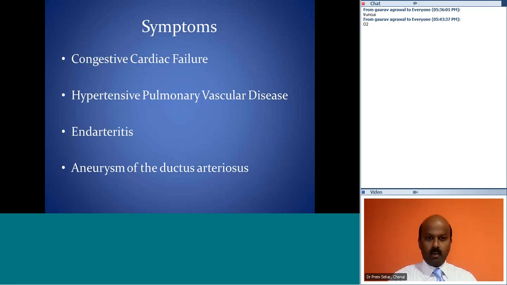Congestive cardiac failure is the predominant symptom that you see with PDA, and this is mainly seen in moderate to large size ductus, mainly in infants and younger children, where excessive pulmonary flow has caused pulmonary overcirculation with consequent pulmonary fluid overload, alveolar fluid overload, and a decreased lung compliance causing an excessive work of breathing.